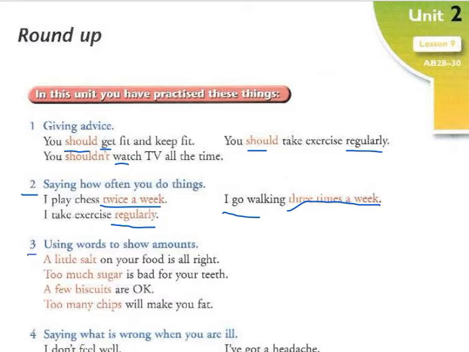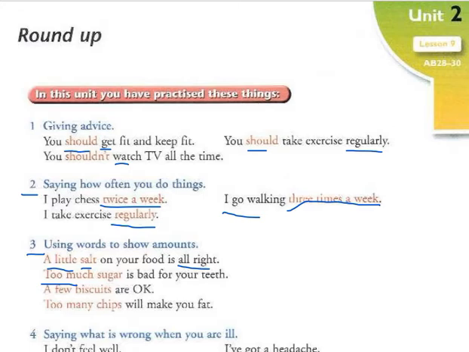Number 3 using words to show amounts. For example, a little salt on your food is alright. A little salt. little تستخدم هنا للغير معدود، للكمية القليلة الغير معدودة. little salt, little sugar, little water, إلى آخره. On your food is alright، لا بأس به. Too much للكمية الكثيرة، أيضا للغير معدود.